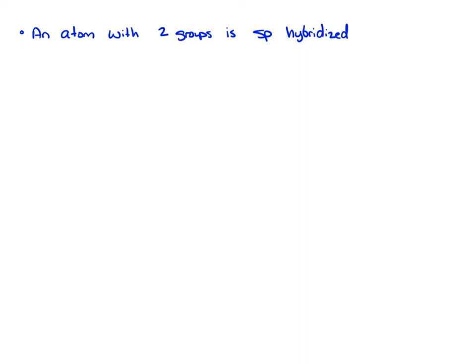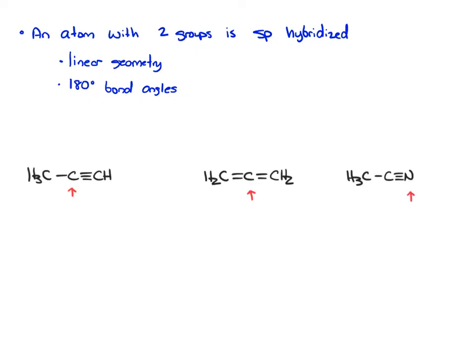An atom with 2 groups around it is sp hybridized. So what does sp mean? We'll have a linear geometry at the atom and a 180-degree bond angle. Okay, here's a few examples to consider.